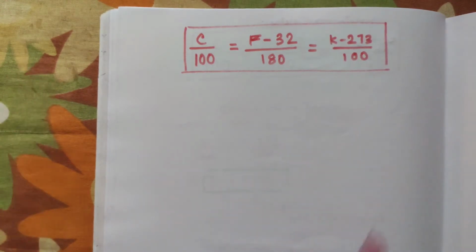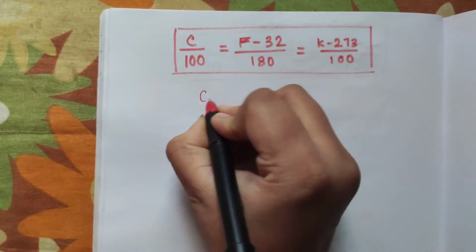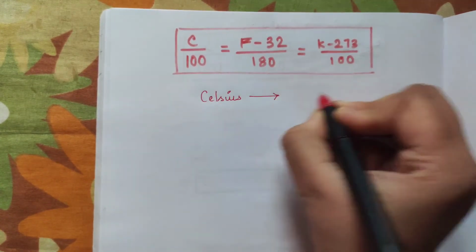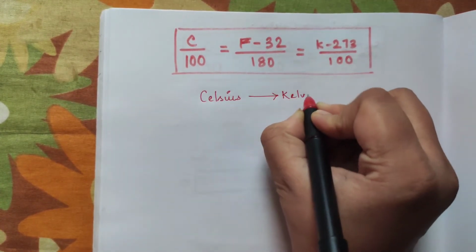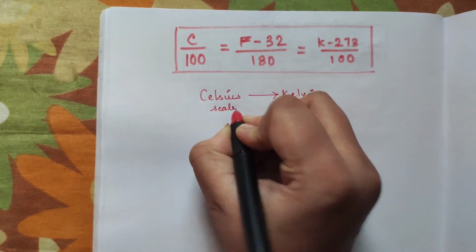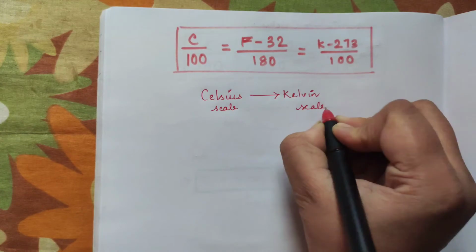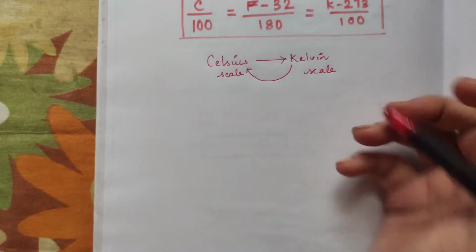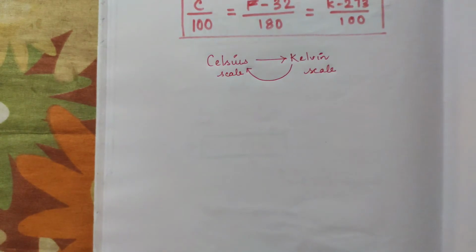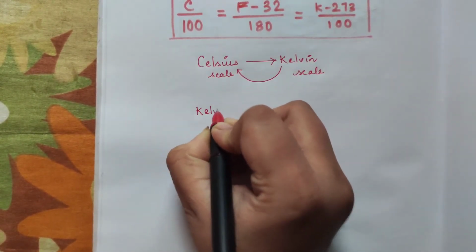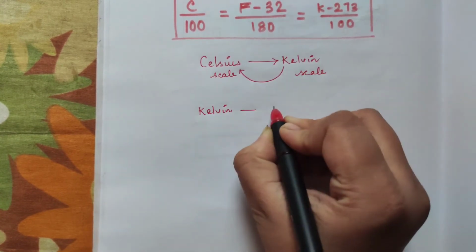So now, today we'll convert Celsius to Kelvin scale, and Kelvin to Celsius scale. Okay, so let's start doing first of all. Okay, so first we'll convert Kelvin to Celsius.